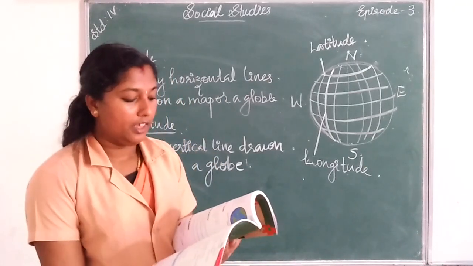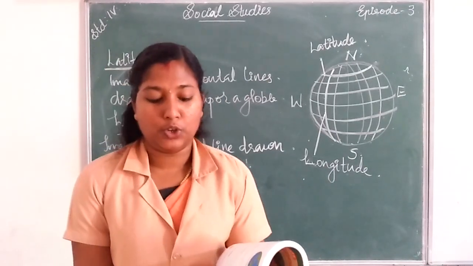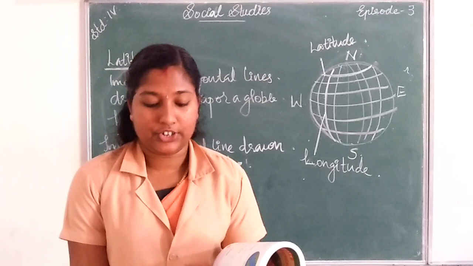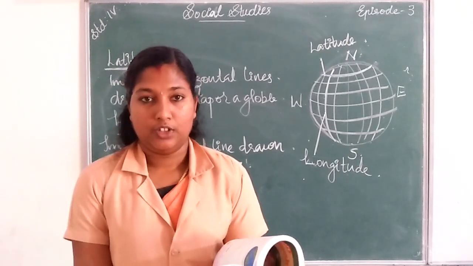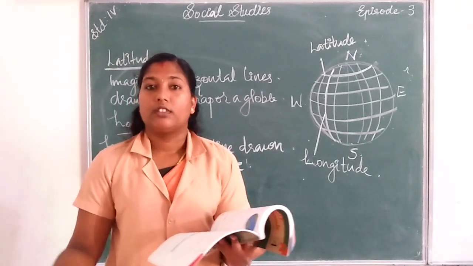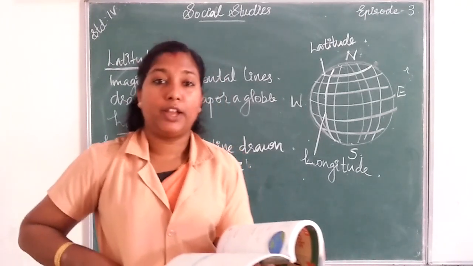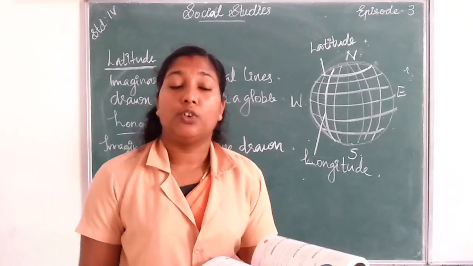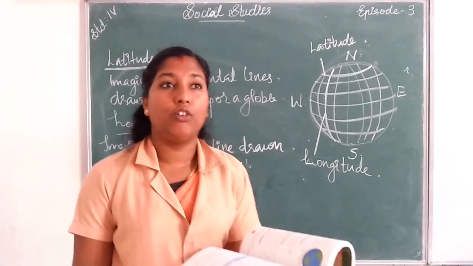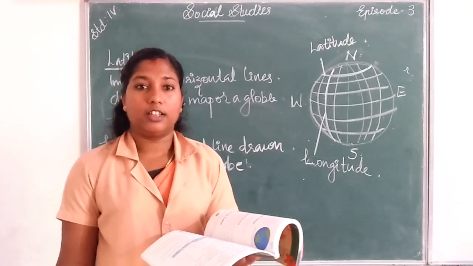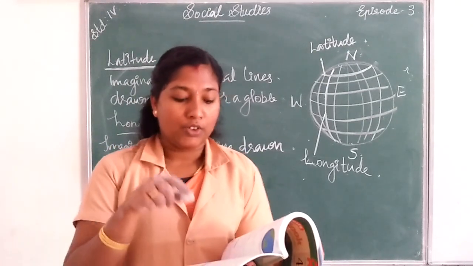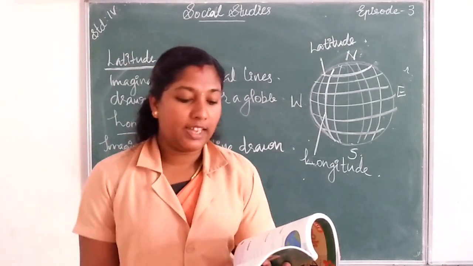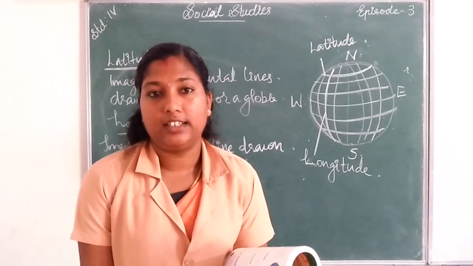Which type of map shows you tourist attractions in a city? We learned that city guide maps are used by tourists to locate places like hotels, railway stations, bus stations, etc. So here the answer is city guide.